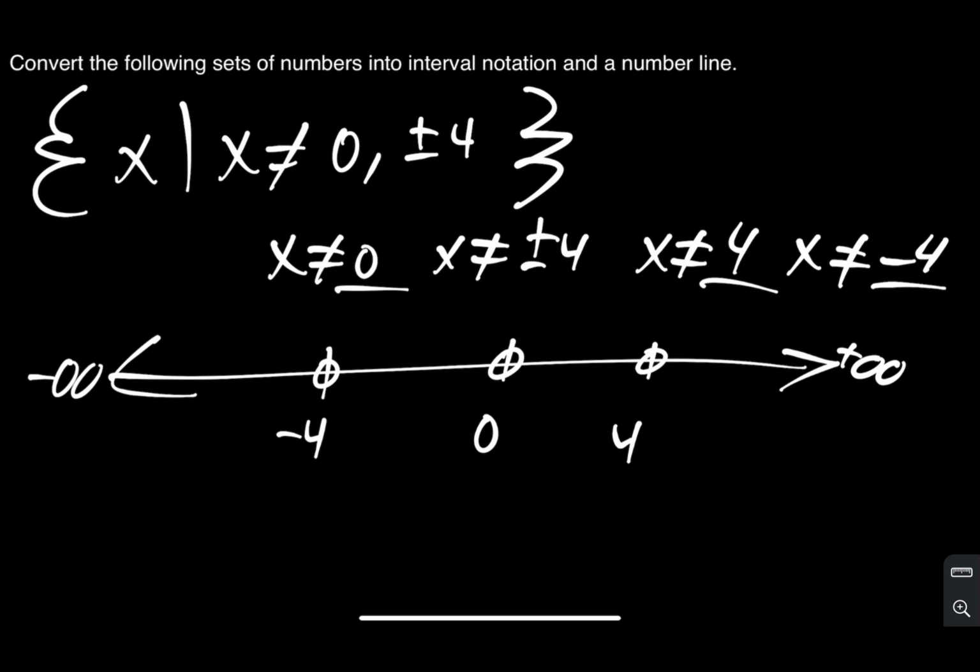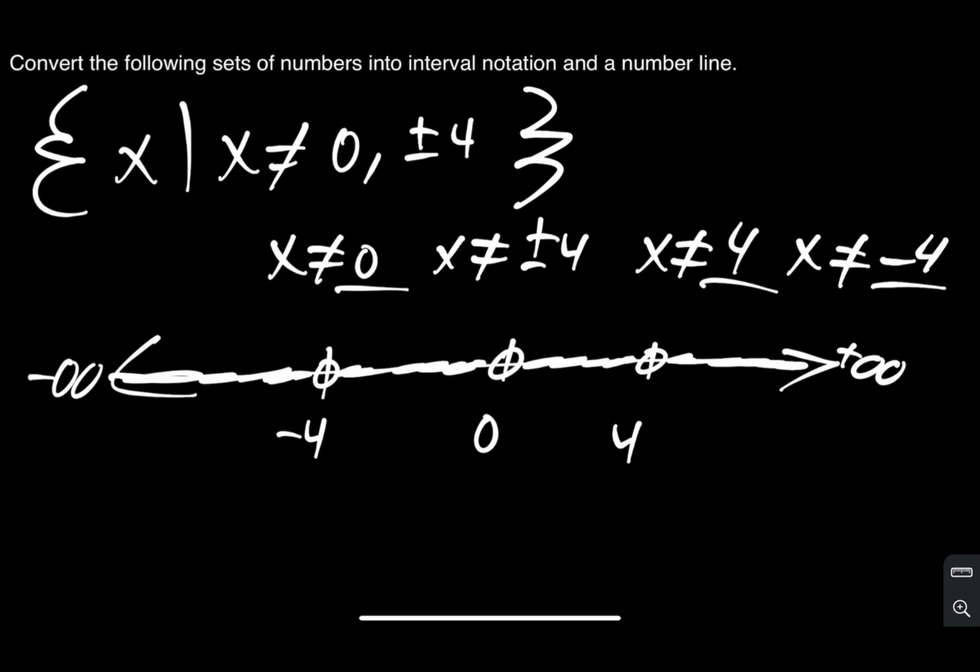So we need to shade in our region. X can be any value but negative 4, 0, and 4. So we shade in all those regions. Negative infinity to negative 4, negative 4 to 0, 0 to 4, and 4 to positive infinity.